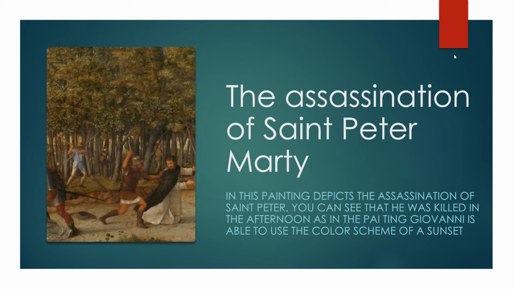This is the assassination of Saint Peter Martyr. This picture depicts the assassination of Saint Peter. With his use of natural lighting, you can see that he was killed in the afternoon, as he is able to use the color scheme of a sunset. The trees, the leaves on the trees are very well detailed. He went into emphasis on each and every one of them, even left gaps as actual real life trees would have, and lets it seep through the blue so you can see the sky.